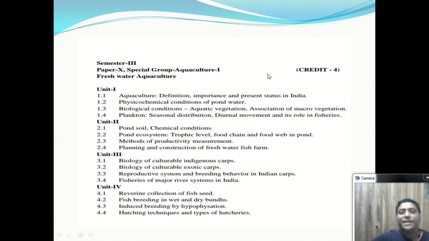So these are the details about the syllabus of freshwater aquaculture. In the next class, we will cover the topics one by one from unit 1. Thank you.